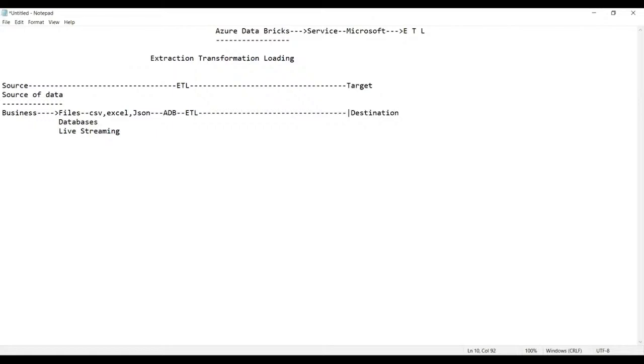Finally, the data will be loaded into what? Destination. Destination means what, guys? Can you tell me, please, all of you? What is destination? Target. Destination is nothing but the target, ultimately where you want to put the data. Now, guys, these are the data sources we can have.